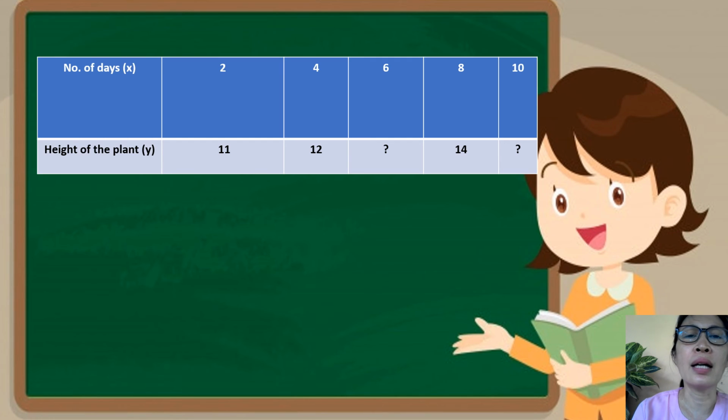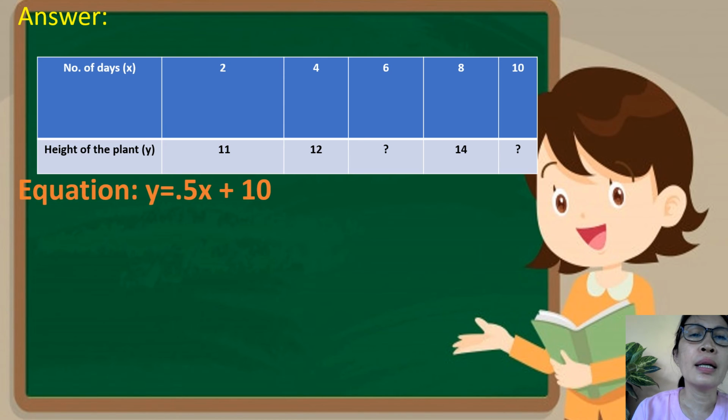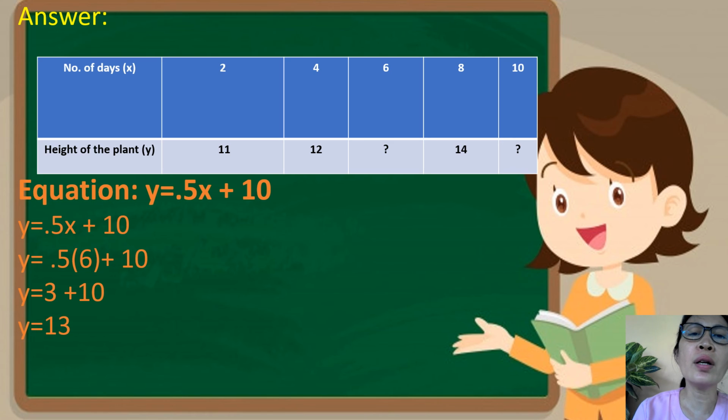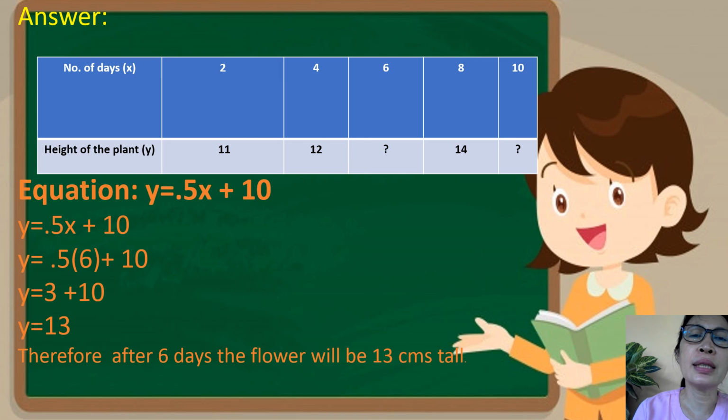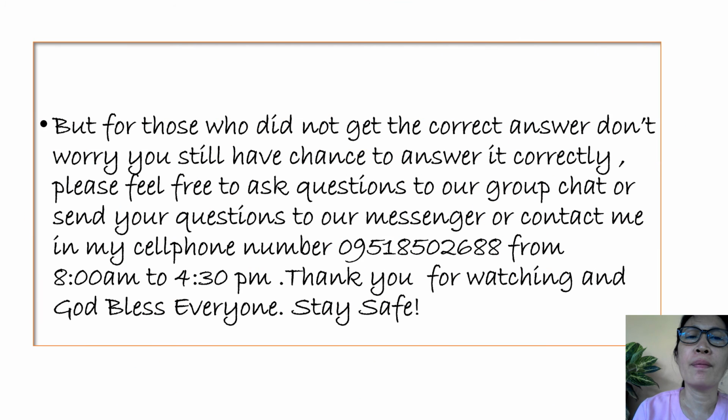Let's reveal the answer. X is for the number of days and y for the height of the flower. So how tall is the flower after 2 days, 4 days, 6 days, 8 days, and 10 days? If you are going to solve, after 6 days, the flower will be 13 centimeters.